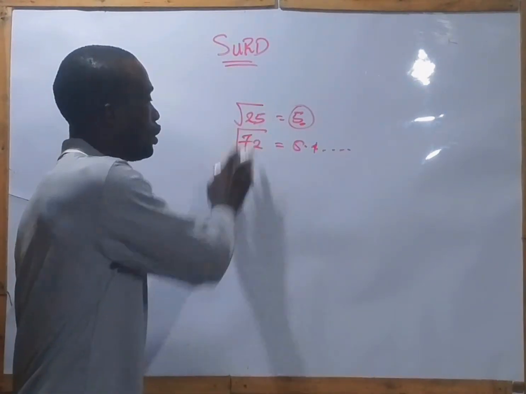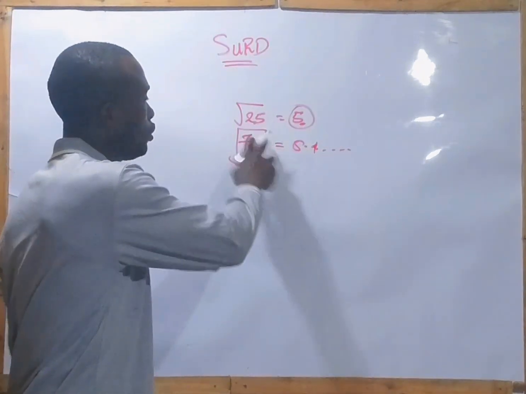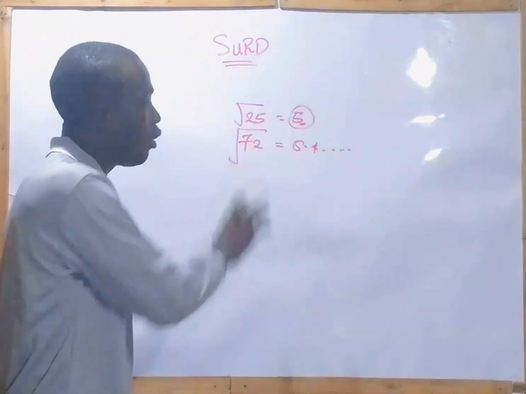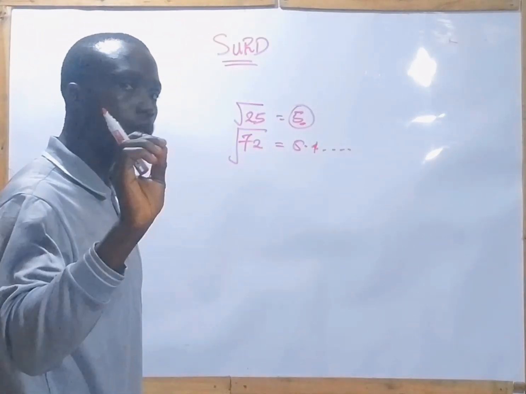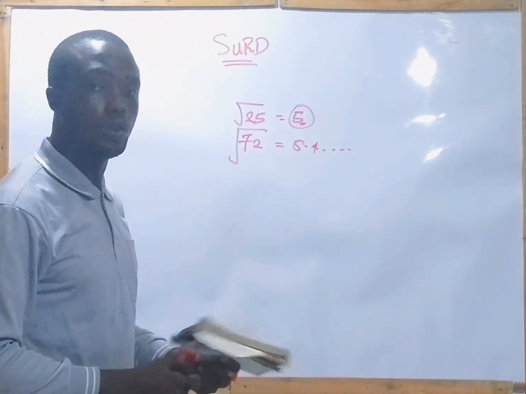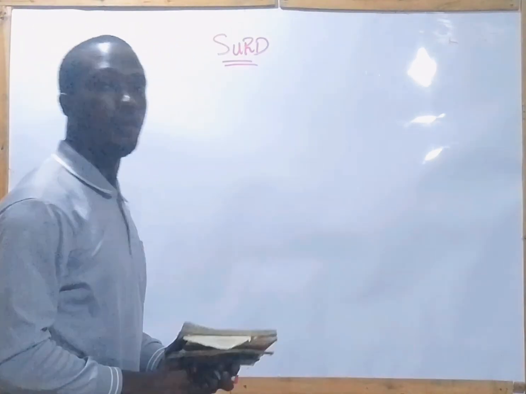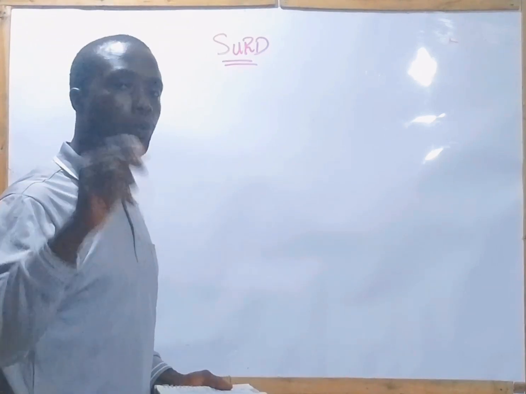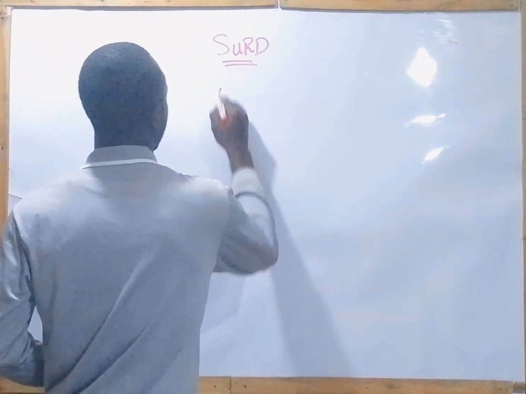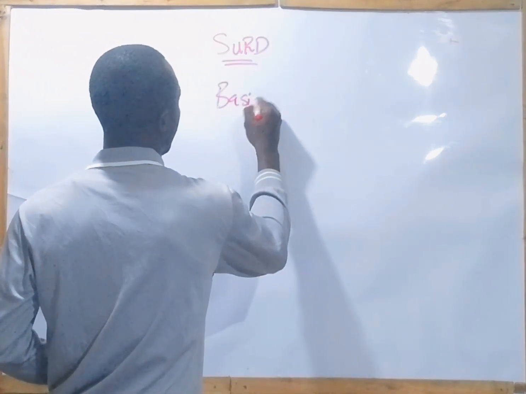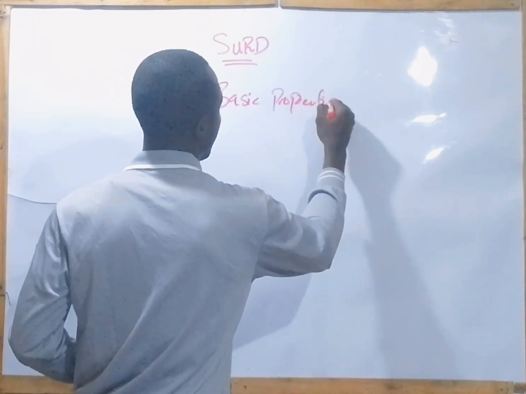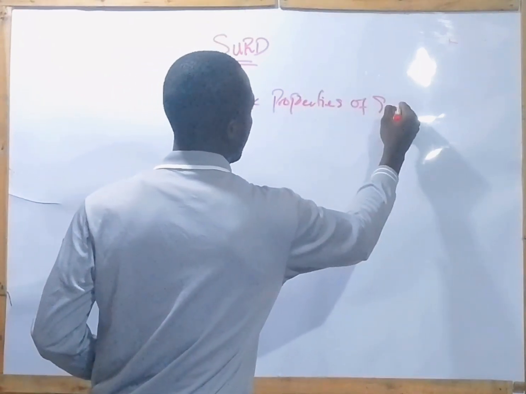Instead of you to just punch in your calculator and get the root directly, and it's giving you something like this, they are telling you that no, that is not what surd is being required of. So for you to work on surds, there are some things you need to know. The first thing you need to know is the basic properties of surds.